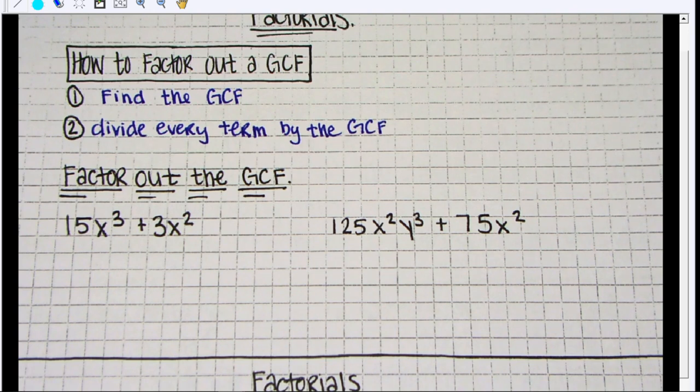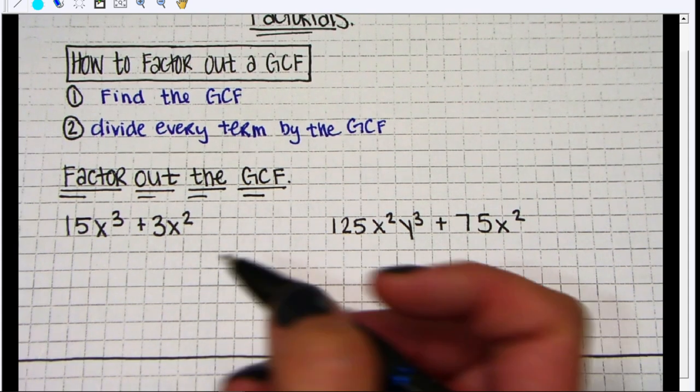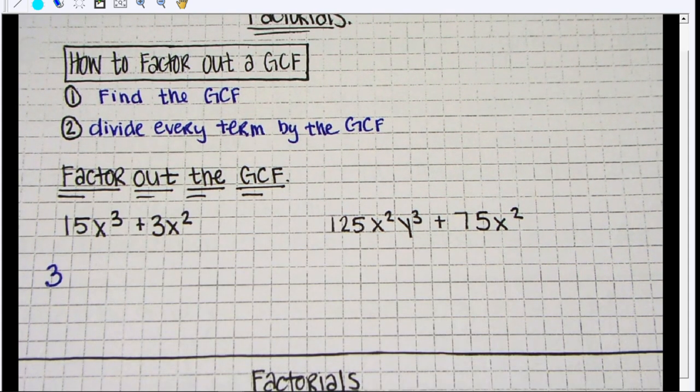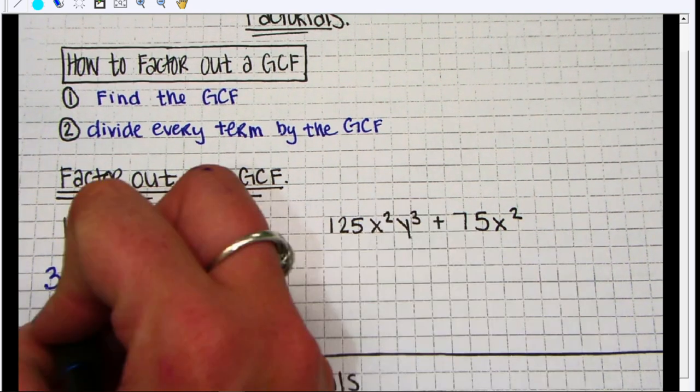We have 15x to the third plus 3x squared. What is our GCF? 3 is the biggest number that would go into 15 and 3. Do we agree? Yes. Okay. So the way that we write this is we're going to put this 3 here. Can I take out any x values? Yes. How many? 2. So x squared.